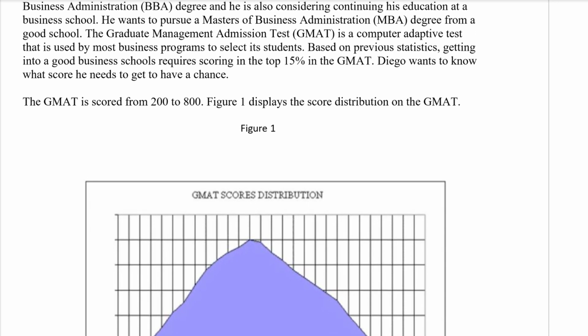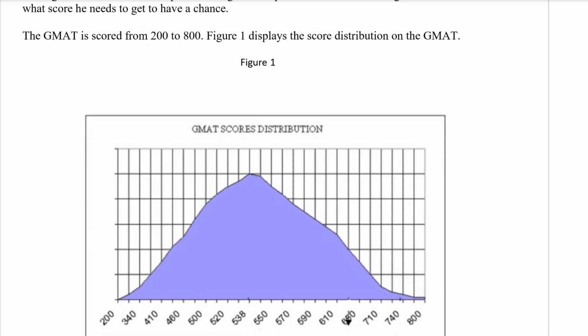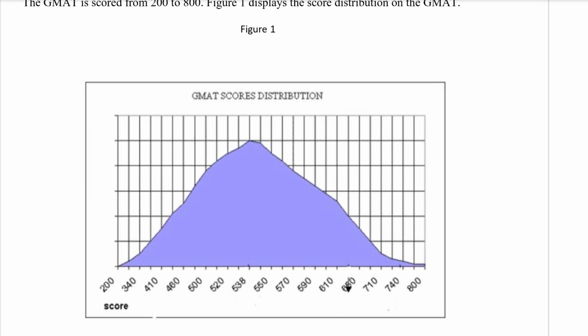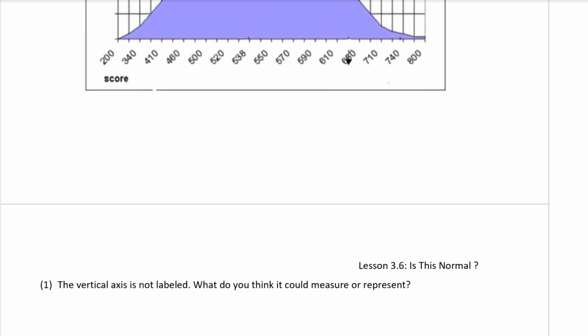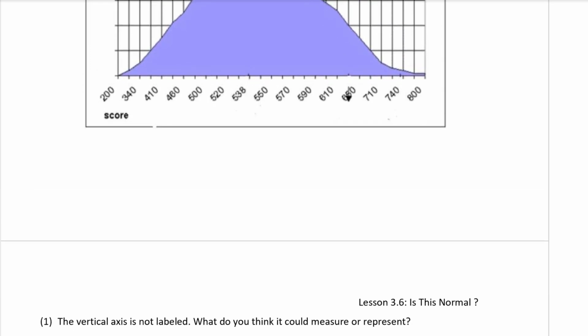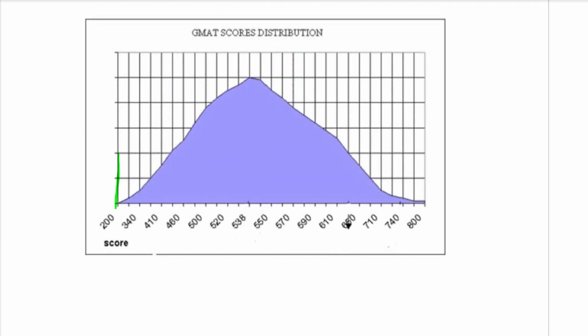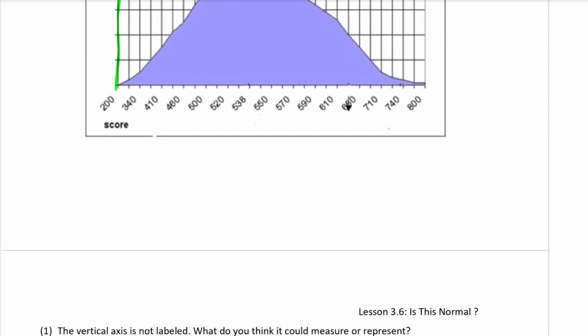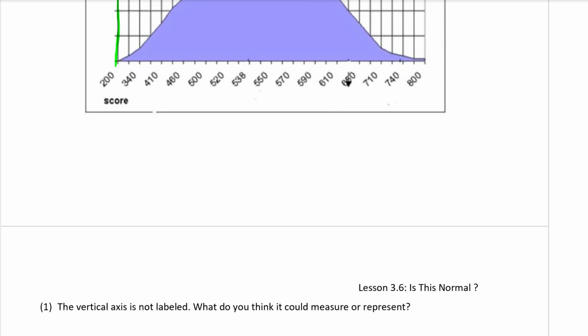The GMAT is scored between 200 to 800 points, and figure 1 displays the score distribution on the GMAT. So this is the distribution. That's how the picture looks. The first question is pointing out that the vertical axis is not labeled. Vertical is this. And the question is, what do you think it could measure or represent? I'll give you a moment.